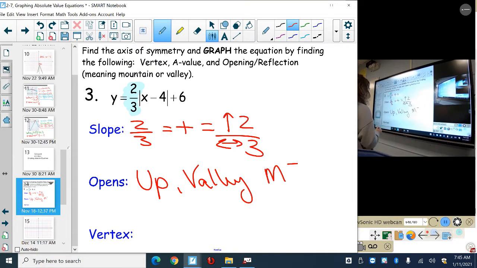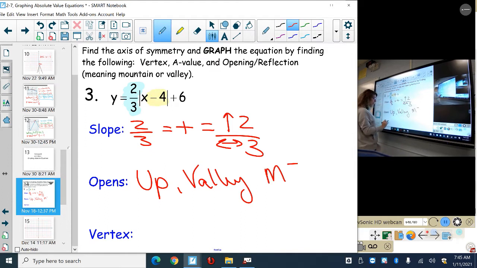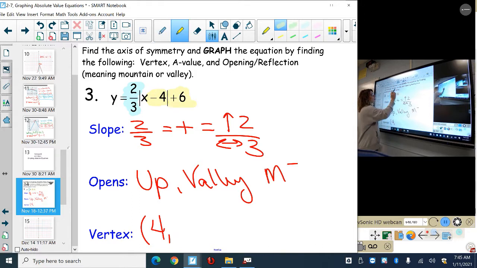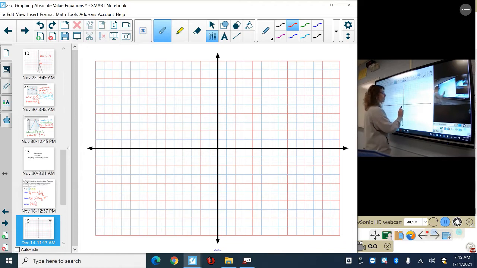Now your vertex, remember, is going to go the opposite of what you see there. The opposite of that is going to be positive 4, and then I'm going to take at face value the plus 6, so that gives me a 6. So my vertex is going to be 4, 6. Now from there, I'm going to graph the vertex 4, 6. Now we said that this is going to be a minimum, so I'm going to write minimum below it.